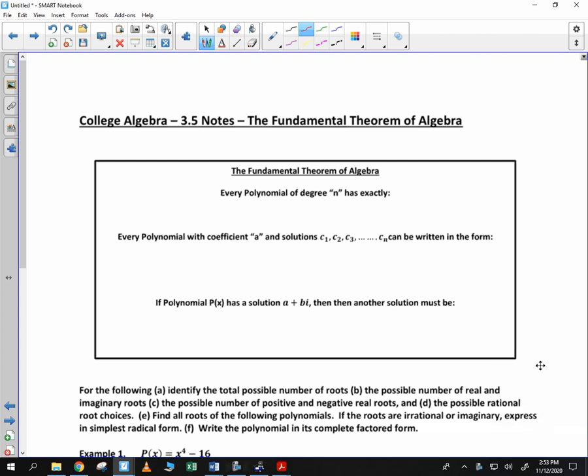All right, fundamental theorem of algebra. Kind of bring a lot of stuff that we've done to somewhat of a close. The fundamental theorem of algebra says that every polynomial of degree n has exactly n solutions.